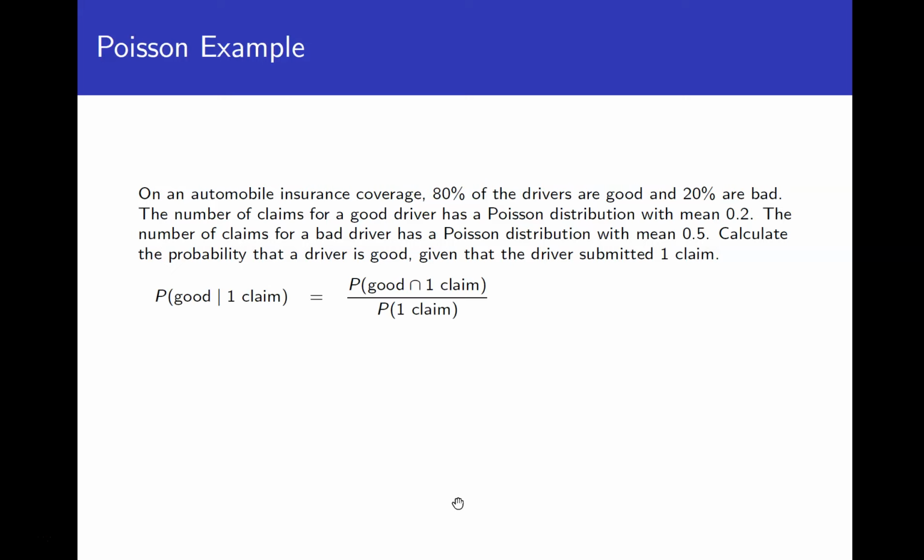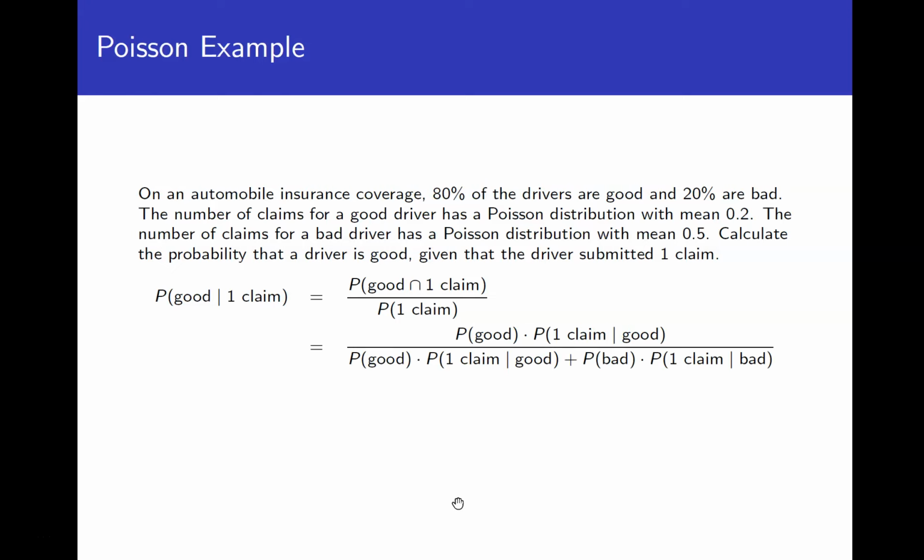Use our conditional probability formula here. Good given one claim is equal to the probability of good and one claim over the probability of one claim. Rearrange using Bayes' theorem here. So on top we get probability of good times the probability of one claim given that we had a good driver. And then to get one claim, either you're good and had one claim or you're bad and had one claim. So that's why we've got the sum in the denominator.